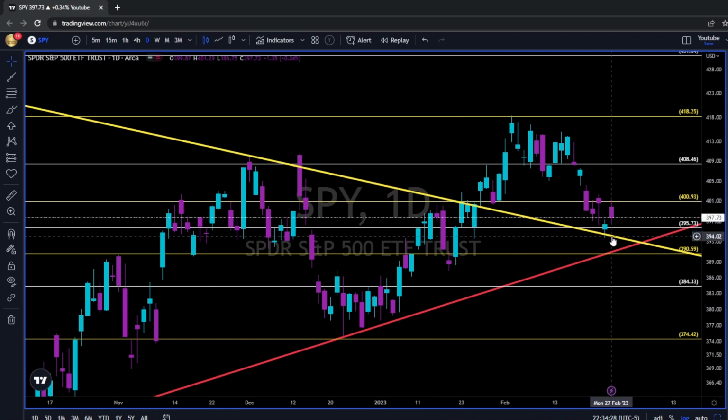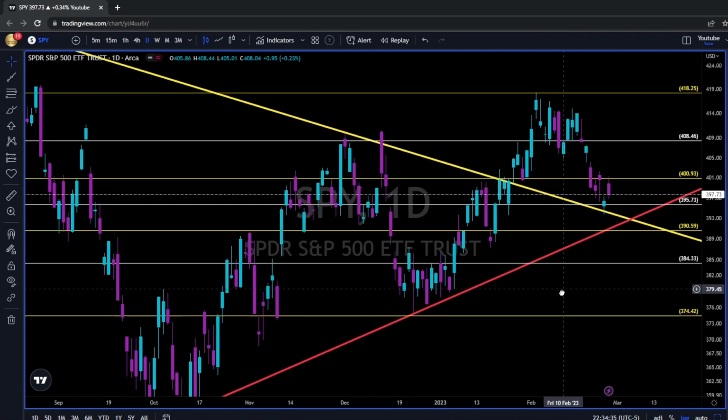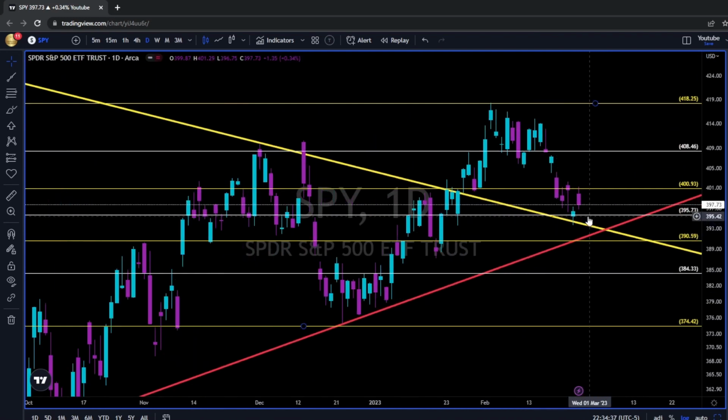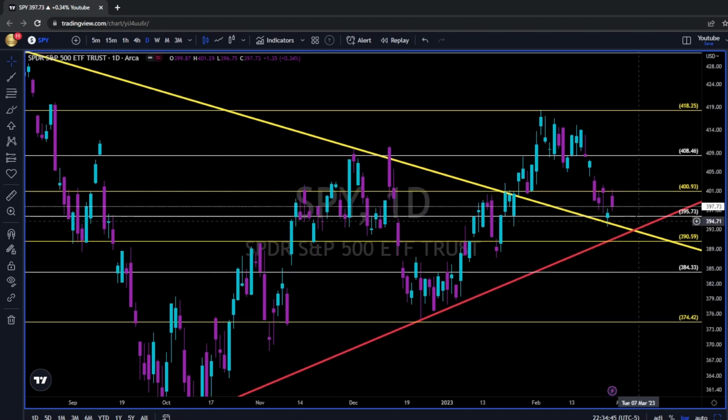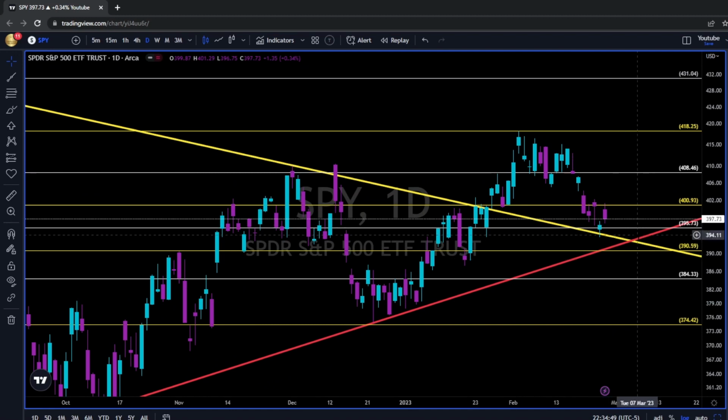We have the red trend line that holds the higher lows, and we have the 50 retracement and the 618 Fibonacci retracement. So all this area, the 390, 396, is a very important level of support. Bulls must step in and hold this area.